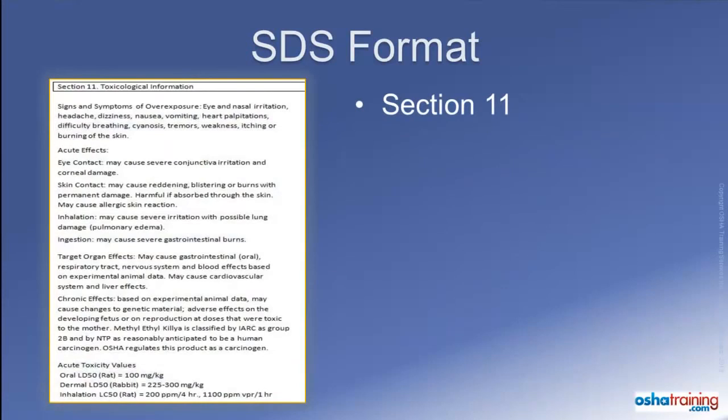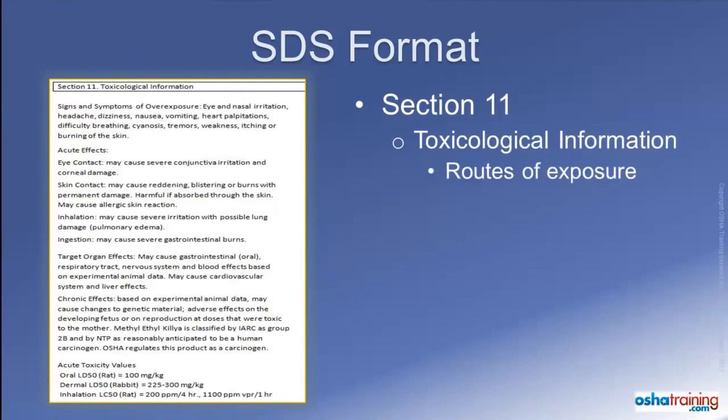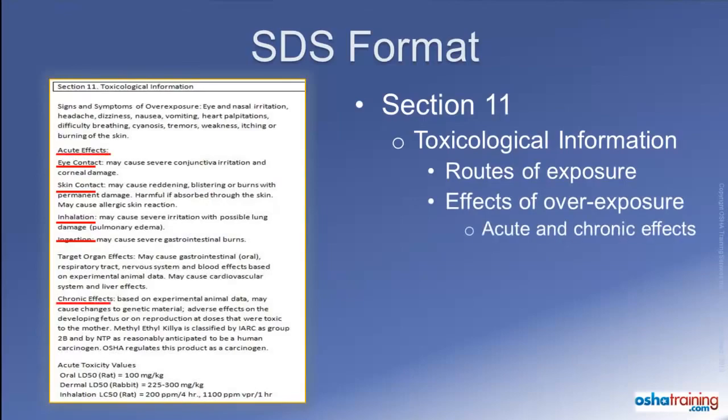Section 11, titled Toxicological Information, lists the known routes of exposure the chemical can use to get into your system, including inhalation, ingestion, and skin and eye contact. Also listed are the effects of exposure to the product, which include acute and chronic effects, applicable target organ effects, and a description of symptoms associated with overexposure to the product.